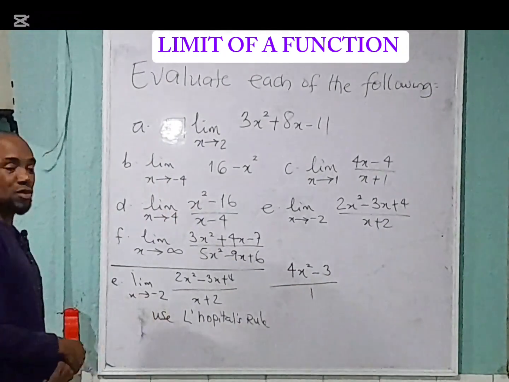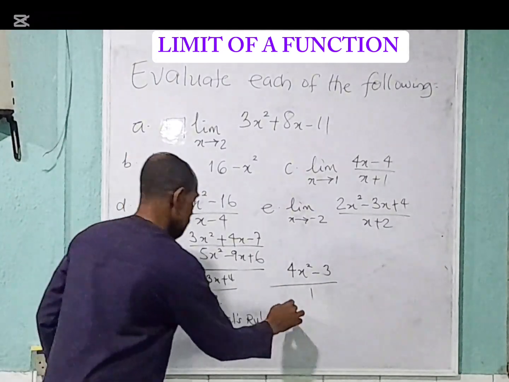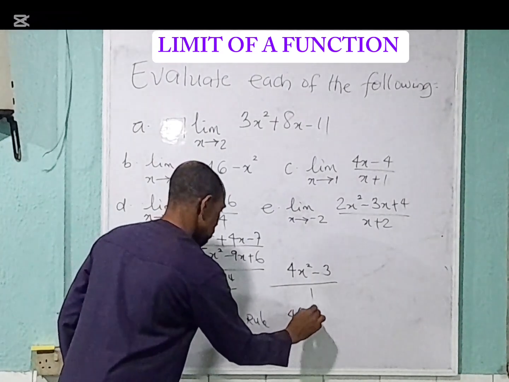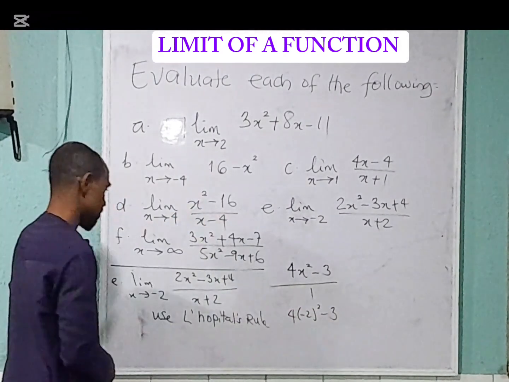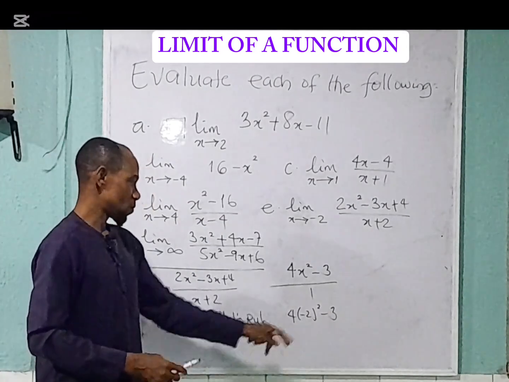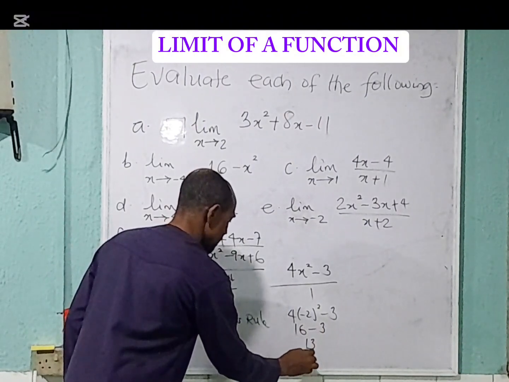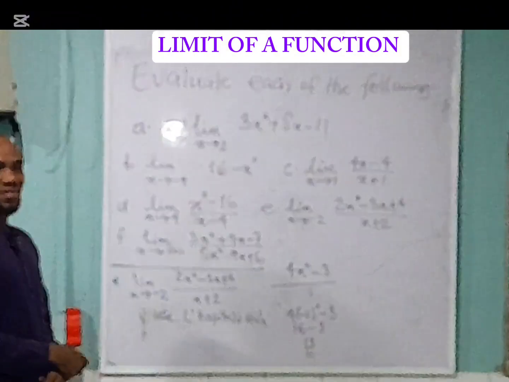So I have differentiated. At this juncture, I can now insert my minus 2. So I'm going to have 4 into minus 2 squared minus 3. So minus 2 squared is 4. Times 4 is 16. And 16 minus 3 is simply 13. And that's it. It's that straightforward.